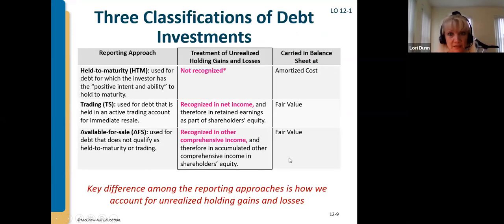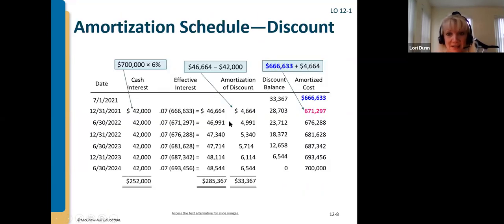So the next journal entry would be debit cash, $42,000, debit discount on bond investment, $4,991, credit interest revenue, sorry, $46,991. And that's how they would proceed each interest payment period. And they would do the same type of calculation if the bond was sold at a premium.